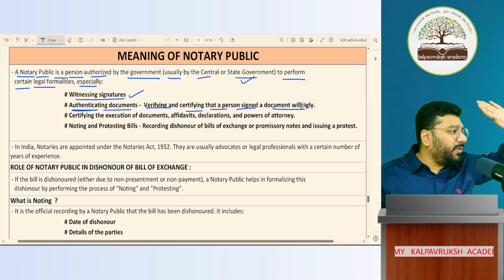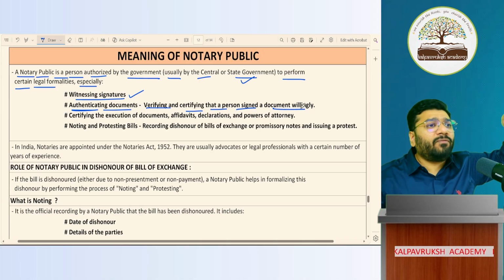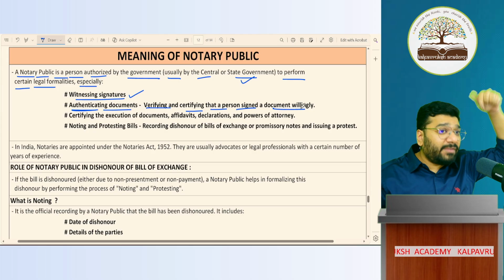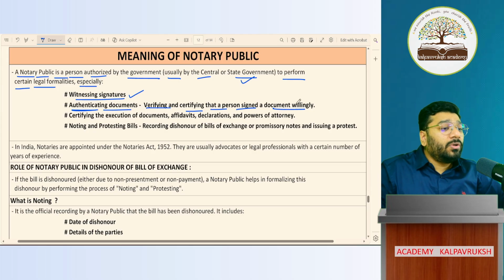It could be any kind of government work. For that government work, some attestation is required. So you can take attestation from multiple people. In that, one of the attestation authorities, who? This notary public.